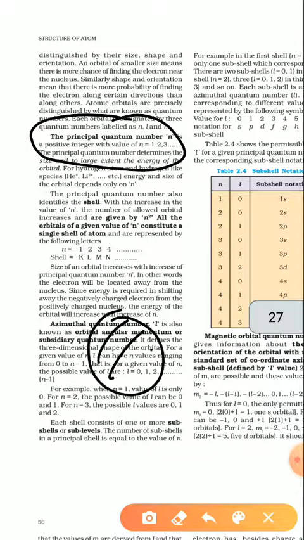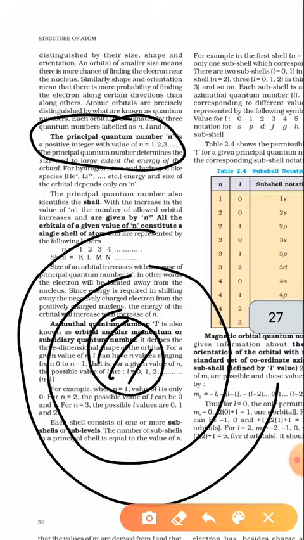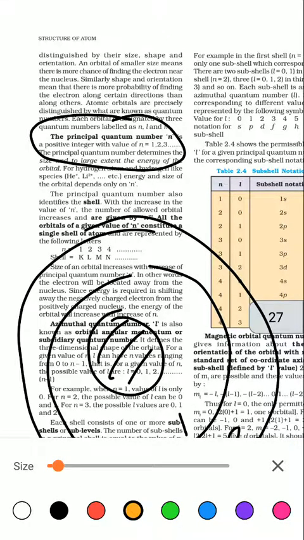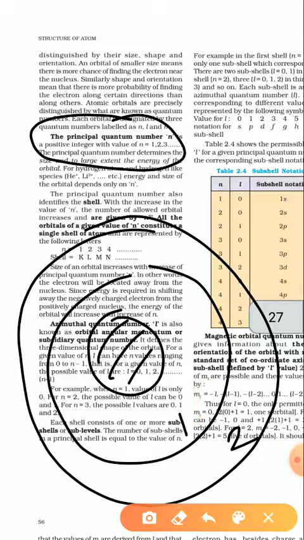Shell means, in the sense, if this is the nucleus and we have some orbits surrounding it, then each orbit has its own orbitals present, and this principal quantum number n represents the shell. This is the first shell, this is the second shell, third, fourth, fifth, it will go on. The first shell is known as K, the second shell is known as L, the third shell will be M, then N, O, P, and it will go on.